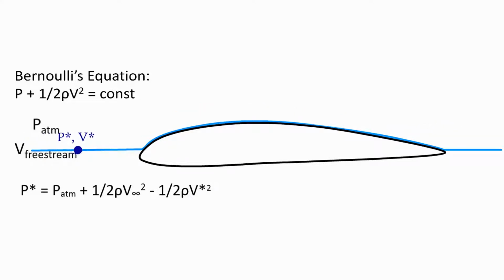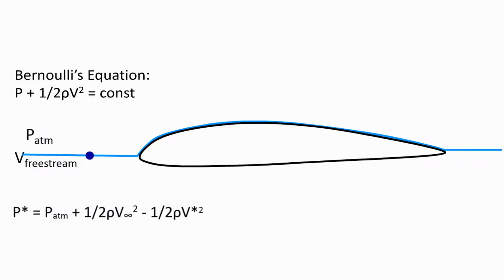And if we pick the right one, we can actually follow the streamline that winds up flowing right against the surface of the airfoil, just above the boundary layer.